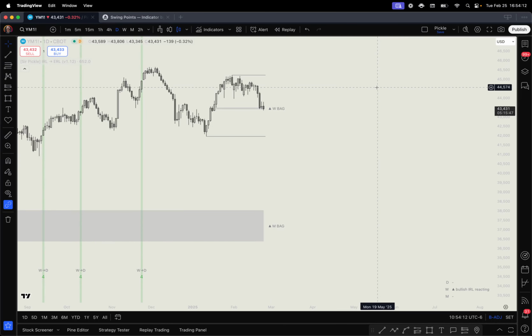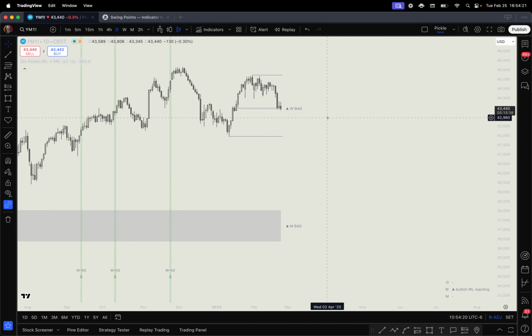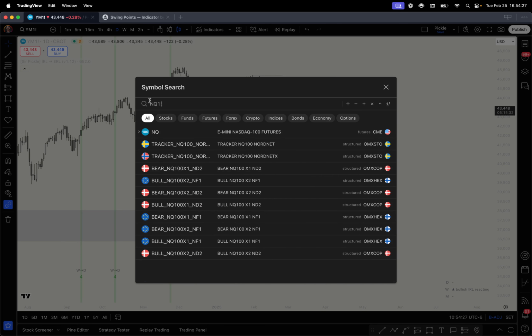TradingView can display data differently depending on your chart settings. So in order for everyone to have the same charts that we look at and also to match the alerts that you're getting, we have to make some adjustments to the chart. First of all, please go to NQ1.